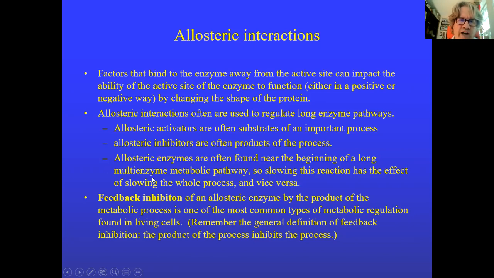So you also find allosteric enzymes that respond to allosteric activators and inhibitors at the beginning of long multi-enzyme metabolic pathways, right? So you can slow or regulate the speed of a reaction, slow it or speed it up, depending upon what's happening, right? This process of doing that, when you inhibit a reaction by feedback, is feedback inhibition. When you take an allosteric enzyme and take the product of the reaction that's involved in the pathway it's involved in, and that product goes back and inhibits the function of that allosteric enzyme, that's feedback inhibition, right?